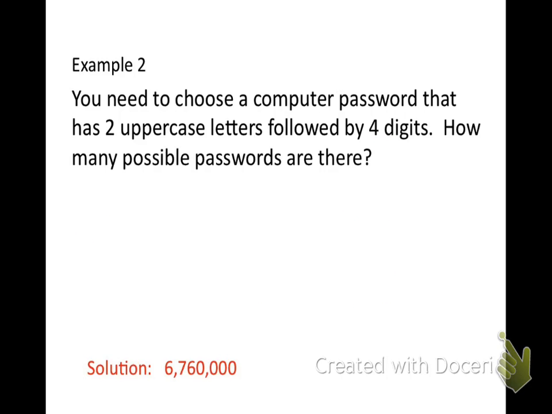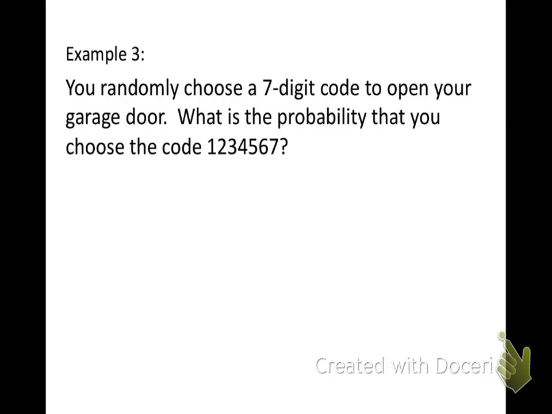Okay, so let's take another look at another example. You're going to randomly choose a 7-digit code to open your garage door, and what is the probability you choose the code 1, 2, 3, 4, 5, 6, 7? This is just like her video. The 7-digit garage code and the 7-digit phone number would have the same number of total possible outcomes. Because there are 7 digits that I am choosing, I have 7 things that I am multiplying.